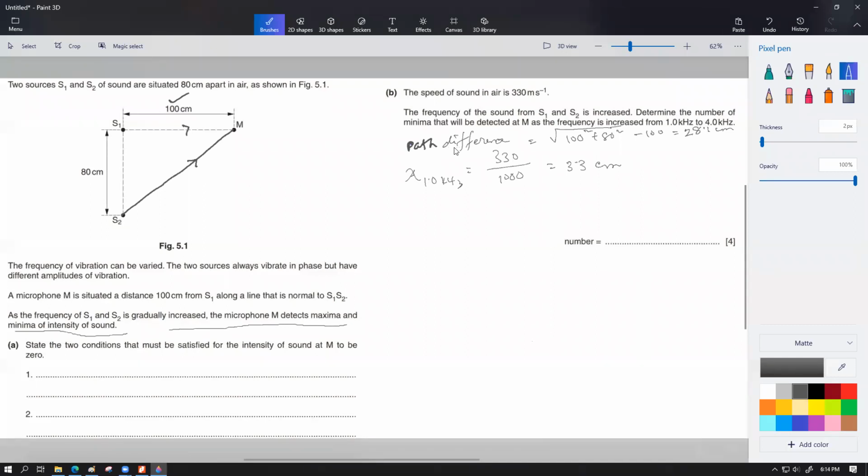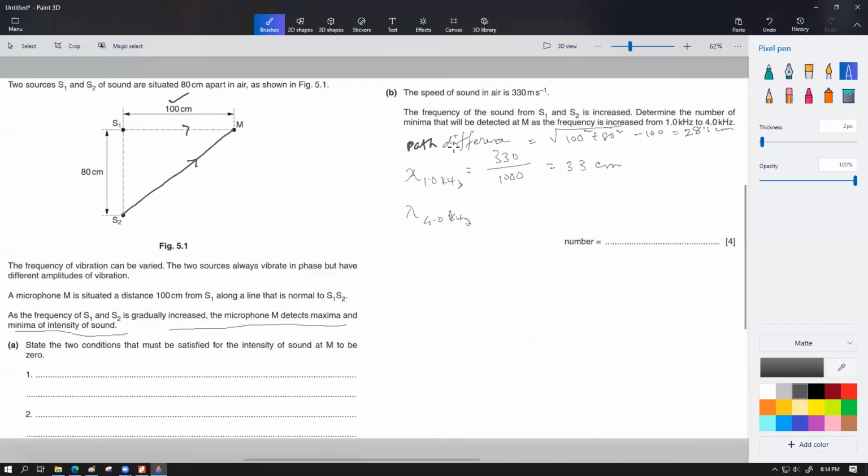0.33. 330 divided by 1000 into 100. 330 divided by 1000 into 100. 33. It's supposed to be 33, yes. So let me rub that up. Okay, so 33 centimeter is the lambda for that hertz, and then lambda for 4.0 kilohertz.